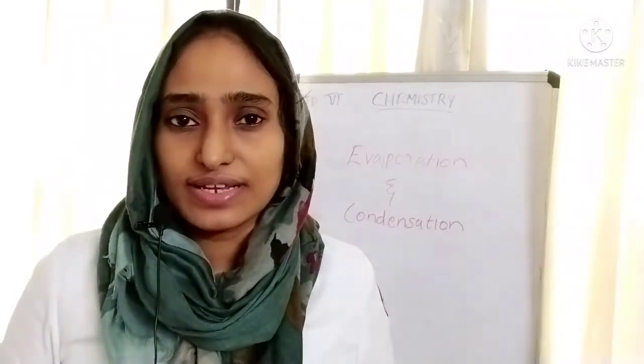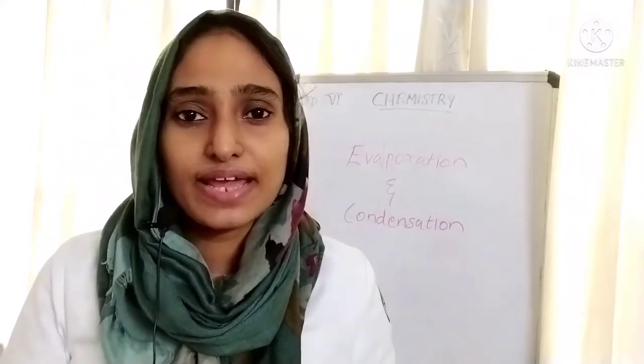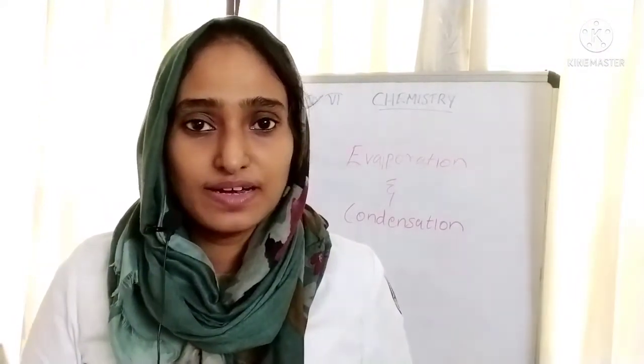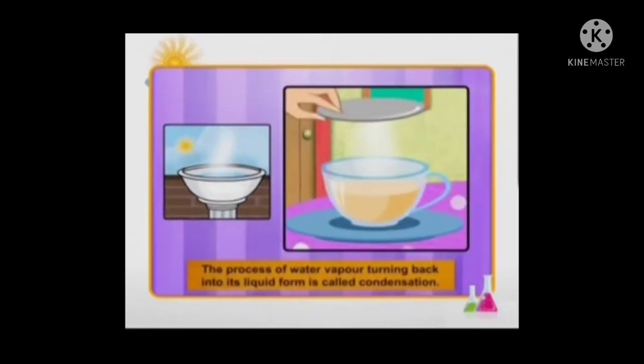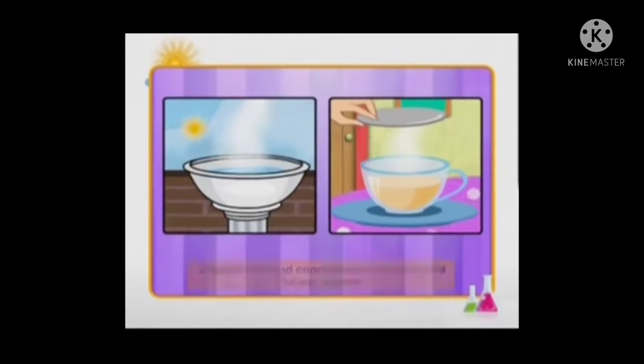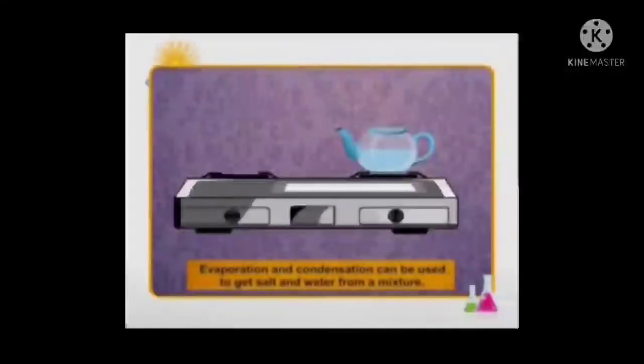Evaporation and condensation can be used together to separate substances. For example, the conversion of liquid to vapor is called evaporation. The process of water vapor turning back into its liquid form is called condensation. Both can be used together to separate substances. For example, they can be used to get salt and water from a mixture.